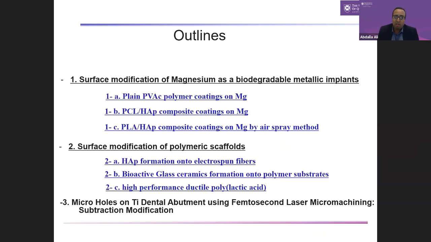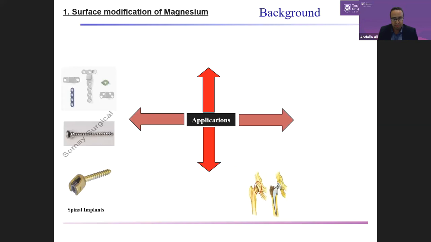So in the outline today, I want to talk about surface modification of magnesium, one of the very established materials up to now for bone and stent applications. Then I will talk about surface modification of polymeric scaffolds, including nanofiber and 3D printed scaffolds as well. Lastly, as my background is currently dental implant materials, I want to discuss something very novel we have developed in our group, and I will share it with you.